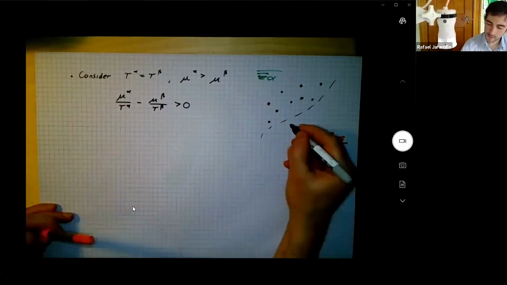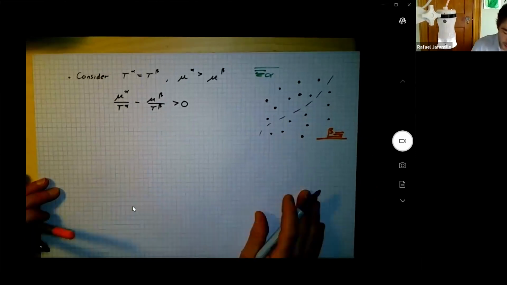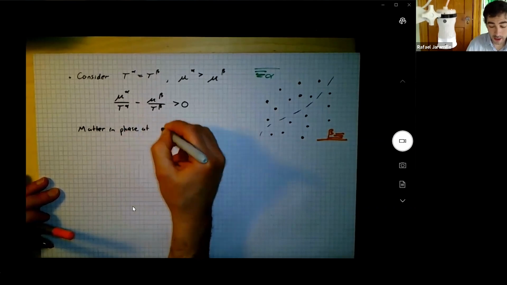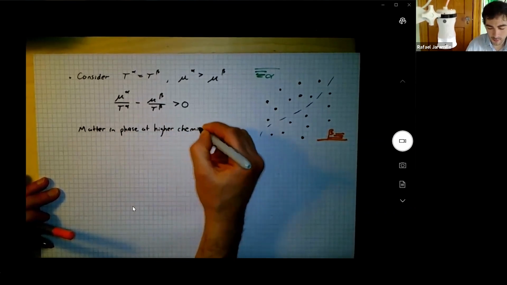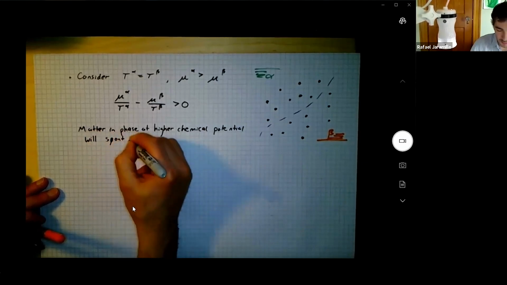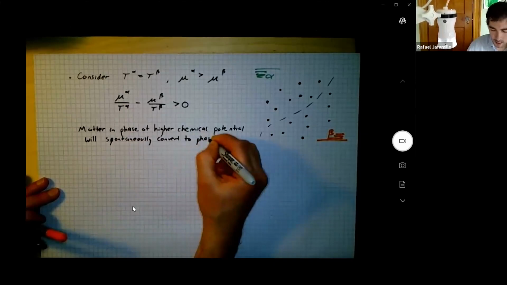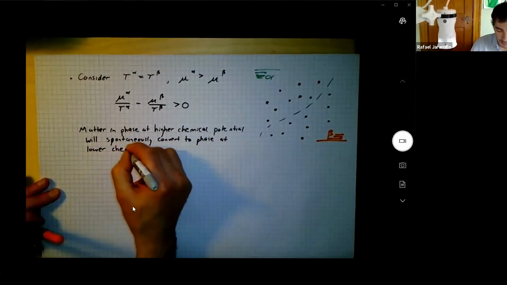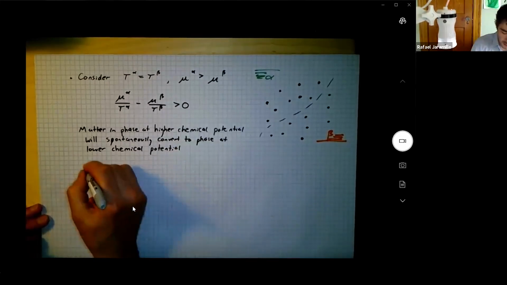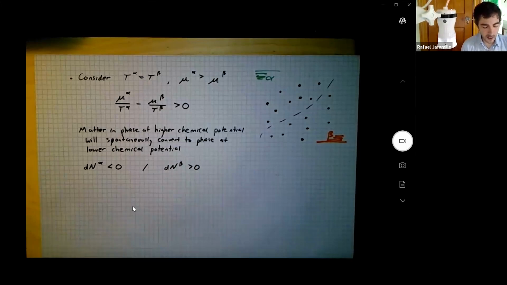And again, more of the same component. Right. So matter in a phase at higher chemical potential will spontaneously convert to a phase at lower chemical potential. In other words, dn of alpha is going to be less than 0, or dn of beta is going to be greater than 0. How does this actually happen?